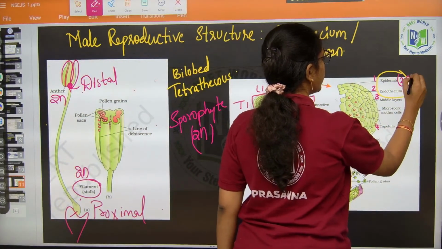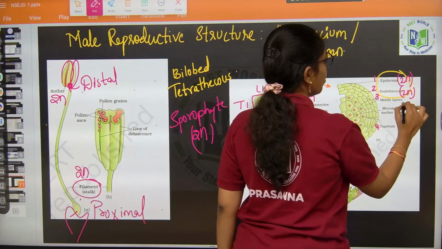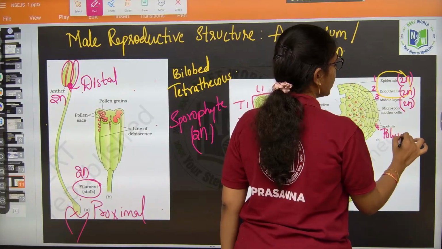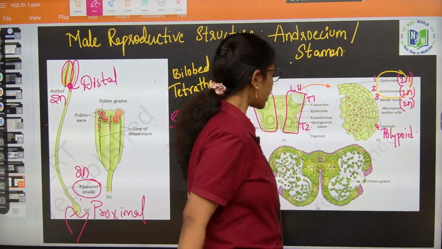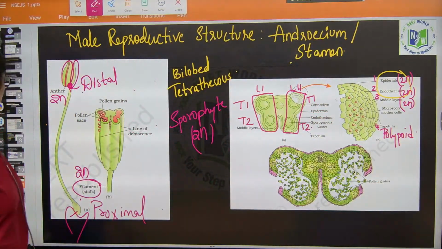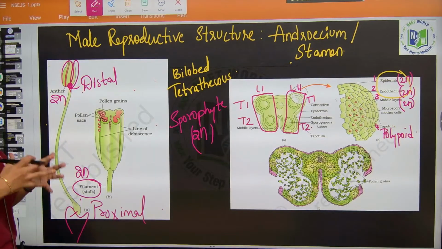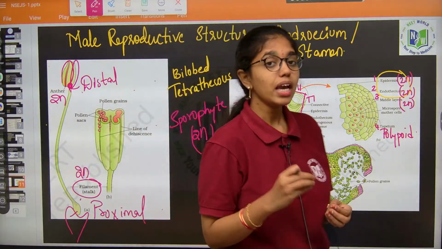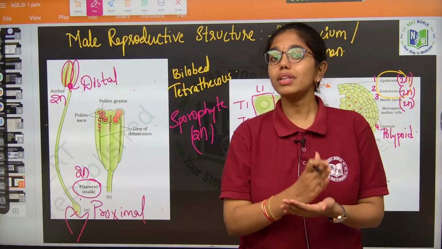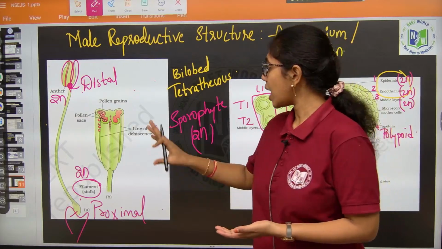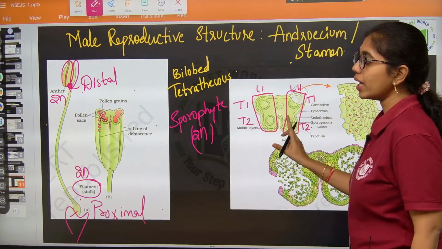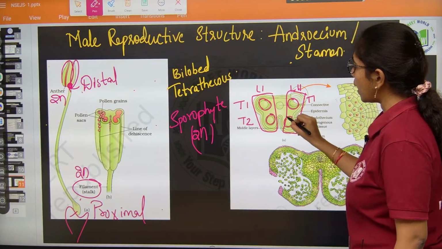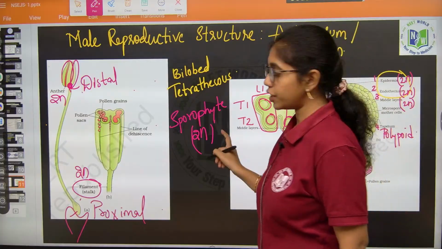Epidermis is diploid, endothecium is diploid, middle layers are diploid, tapetum is only polyploid in condition. Okay. Tapetum is what? Polyploid in condition. It is because tapetum is nutritive in function. Okay. It provides nutrients to the developing microspores which are present at the center. Okay. So, at the center these are what? Sporogenous tissues. At the center these are sporogenous tissues.